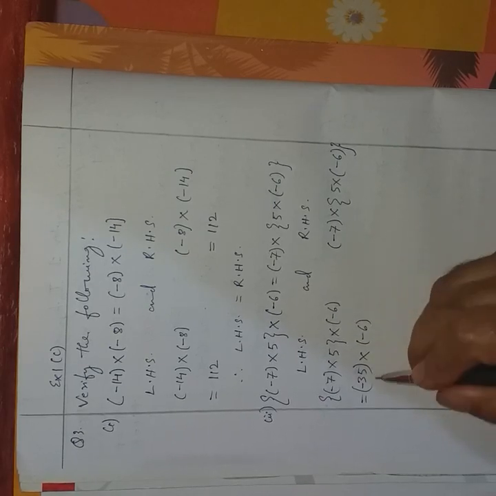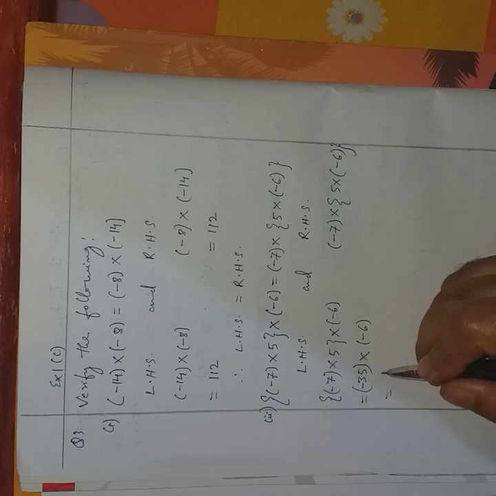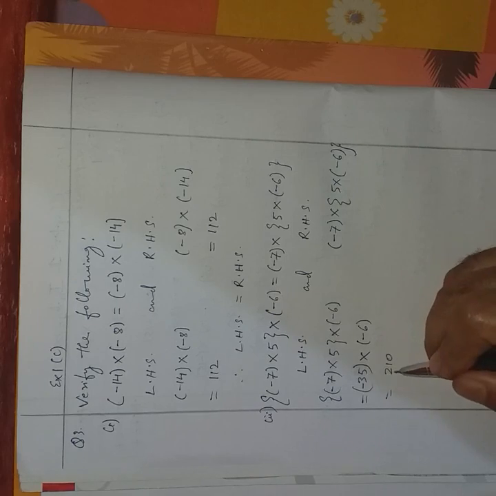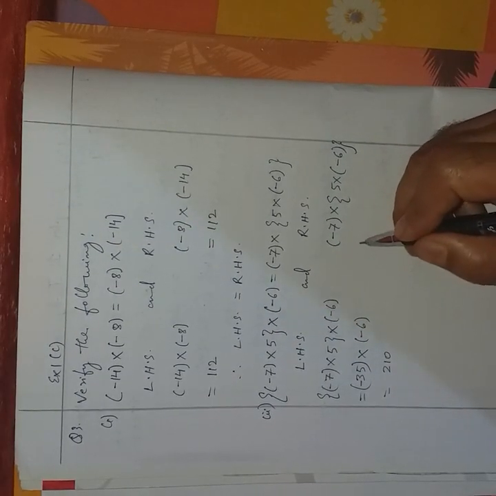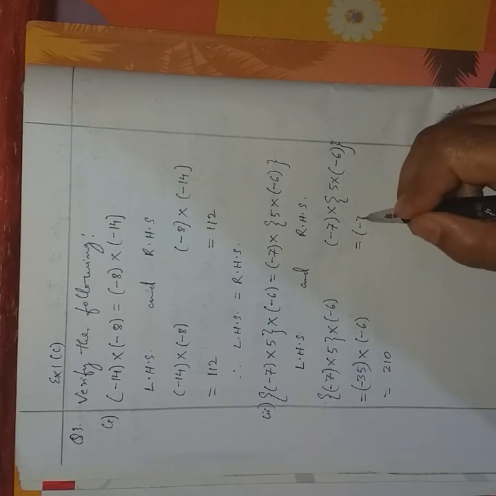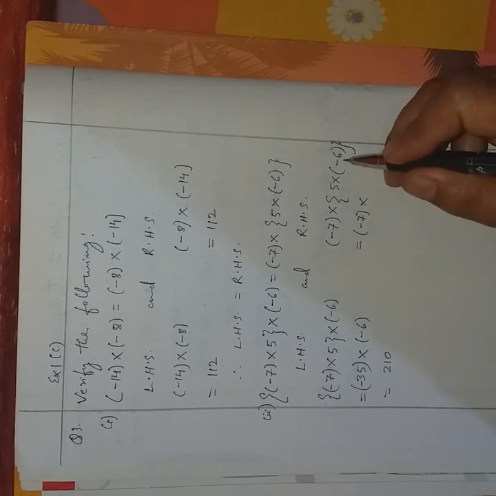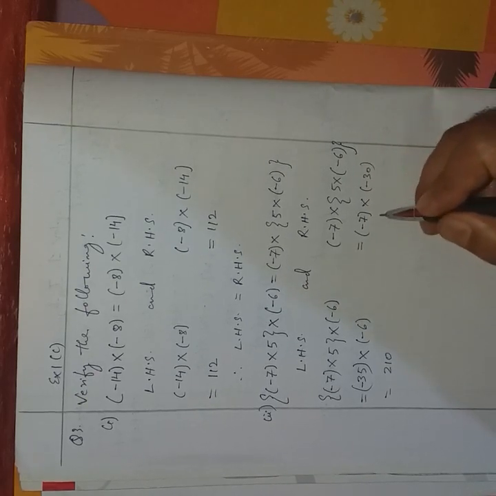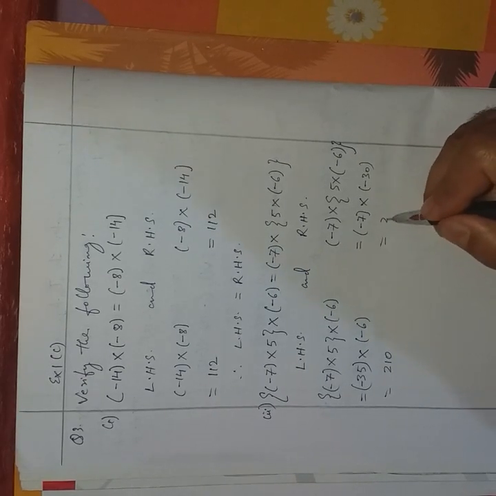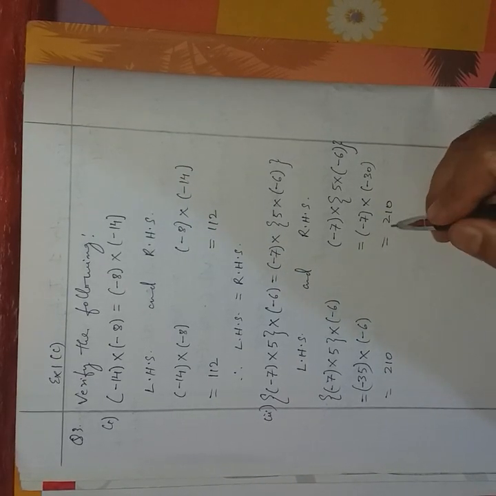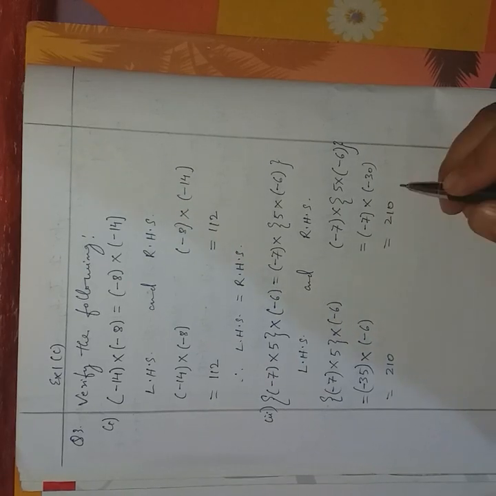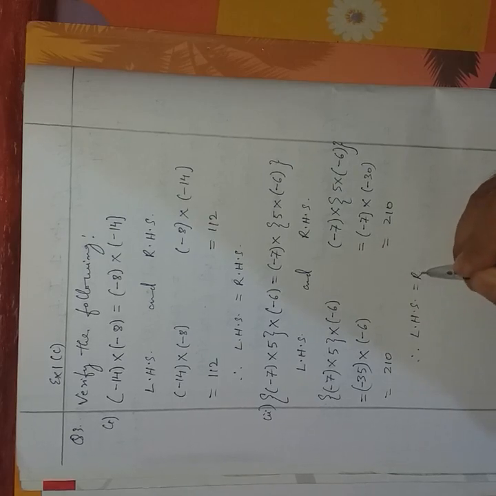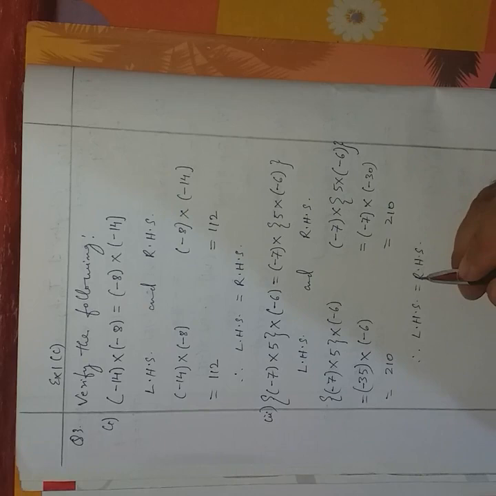Now here both the numbers are negative, so the answer will be positive. 35 into 6, do in rough, we are going to get 210. On this side put the equal to sign: minus 7 into this, 5 6s are 30, plus into minus, minus 30. So this side also we are getting 210, as minus into minus is plus, 7 3s are 21, 7 0s are 0. So therefore we can write left hand side is equal to right hand side, isn't it?